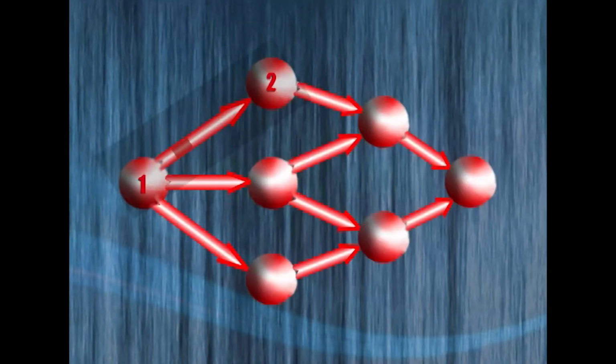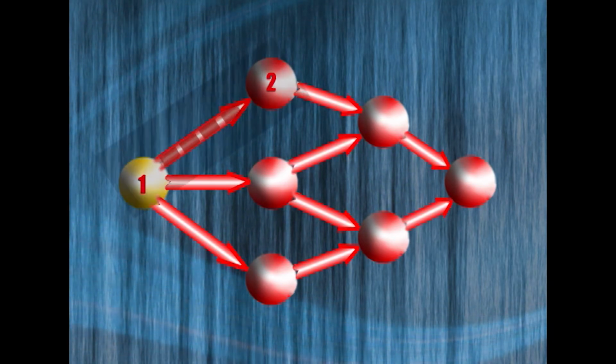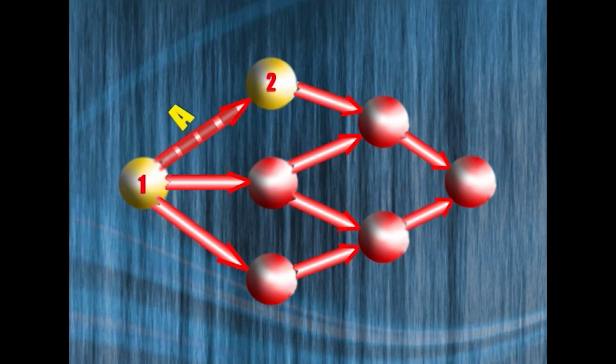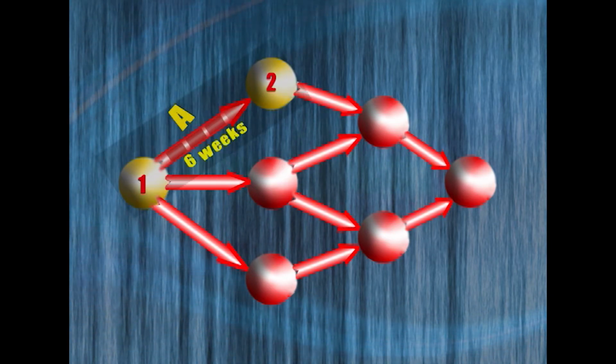So it's important that you define each activity by a unique pair of node numbers. Suppose the tail node is node number 1 and the ending node of the activity is node number 2. That means you are talking about an activity 1, 2. You can of course name that activity as A, and that activity A might consume a certain amount of time. Let's say it consumes 6 weeks of time.